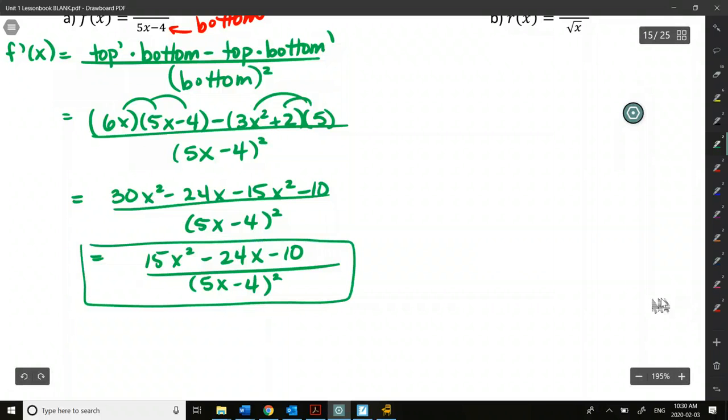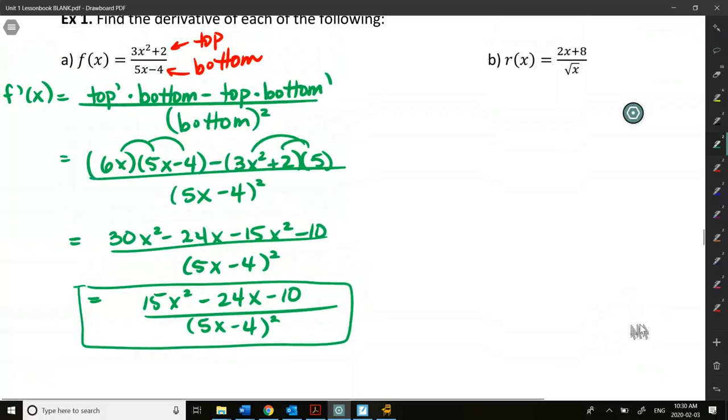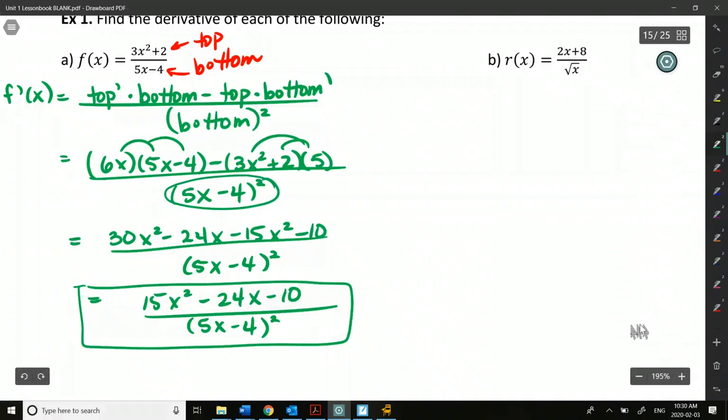The bottom is already in fully factored form, so it's already in fully simplified form. The top has a subtraction between, so I want to expand and simplify and gather all like terms together. Okay, factored form is simplest form, so if you already have something that is fully factored, you don't need to expand it out.